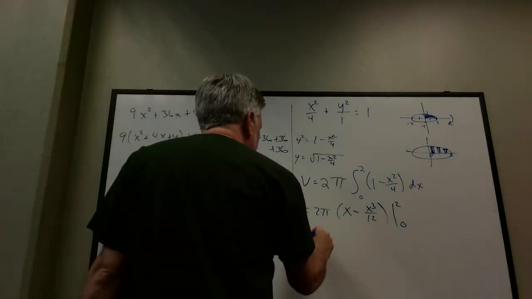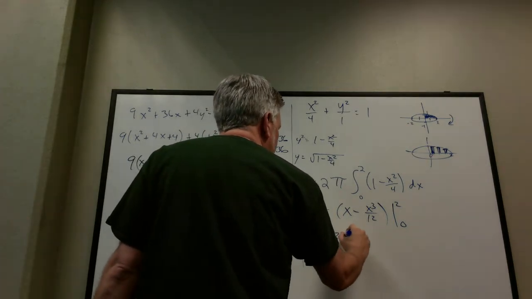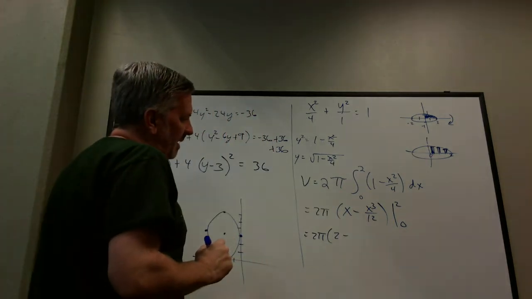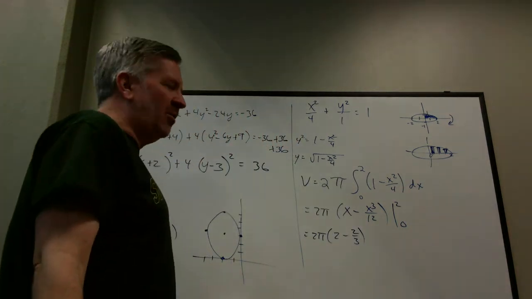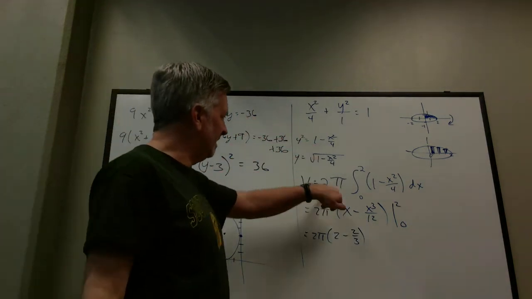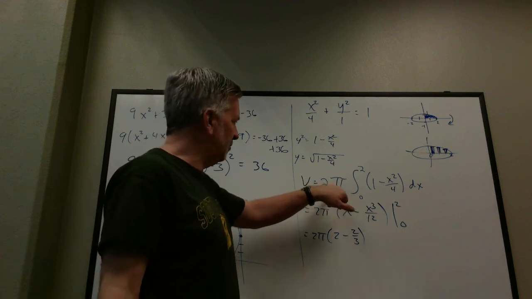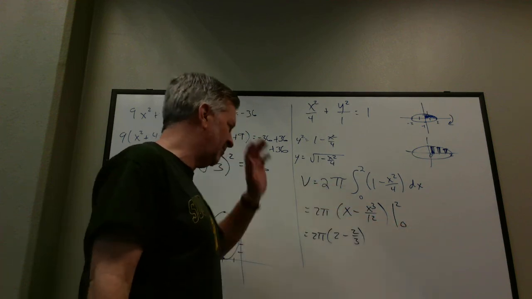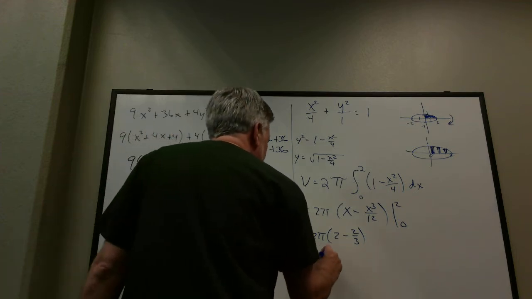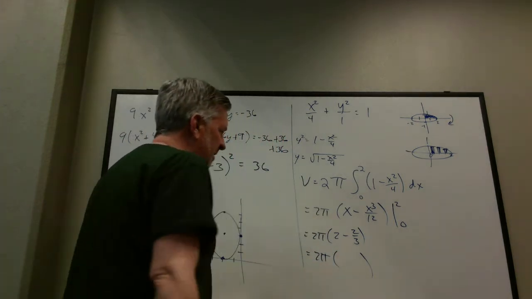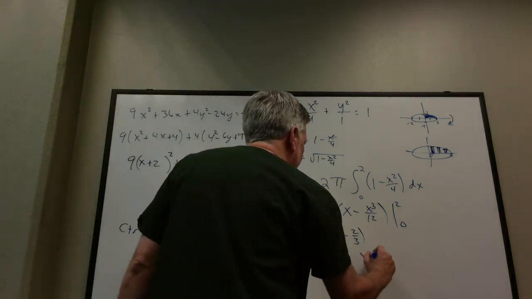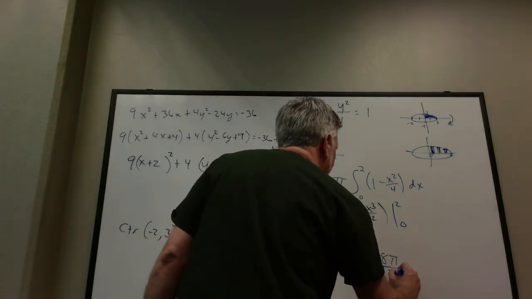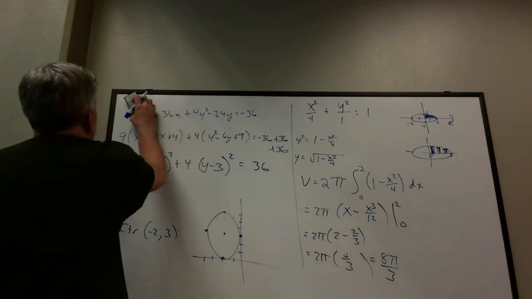Okay, so when we plug in 2, we get 2 minus 8 twelfths, which is 2 thirds. And then when I plug in 0, I get 0. Notice that's what makes it a little bit easier to do the symmetry here. I have the 2 here and the 0 here, and when I plug in 0, it doesn't give me anything. So this is 2 pi times, well, 2 is 6 thirds minus 2 thirds is 4 thirds, and I get 8 pi over 3. So that one's not so hard. That one's not so bad.